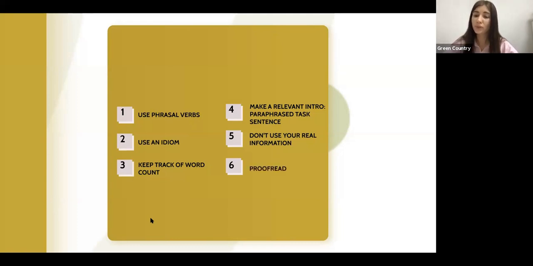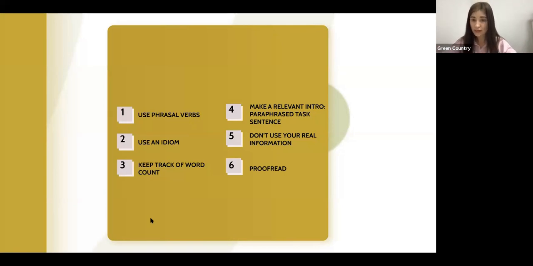And the last one, please proofread your writing part. Never leave it behind like, okay, I'm done, I don't care about that anymore. Check if you used articles, if you used punctuation, if you have all the necessary parts of the structure of your letter. Check if you have some spelling mistakes, grammar mistakes.